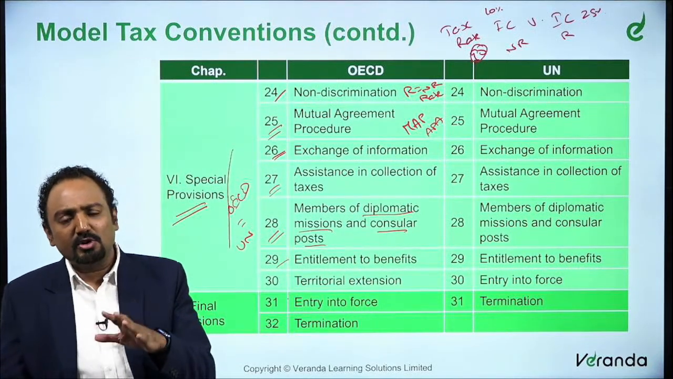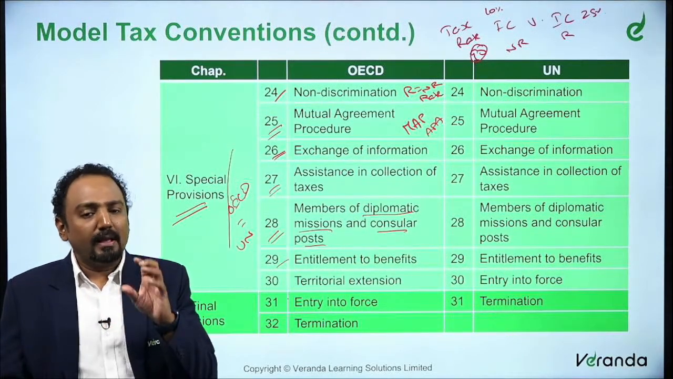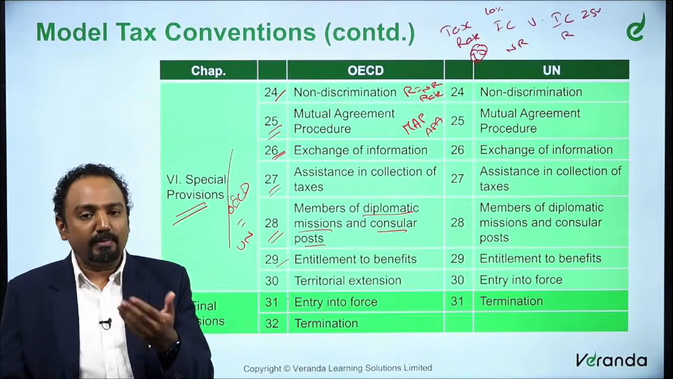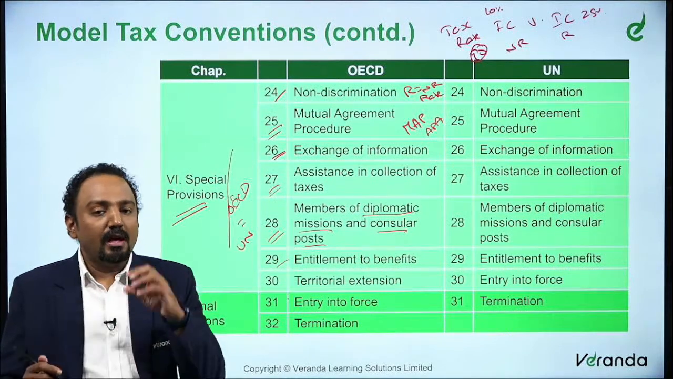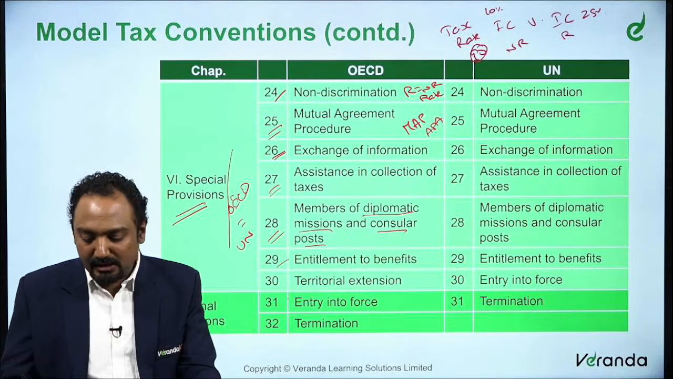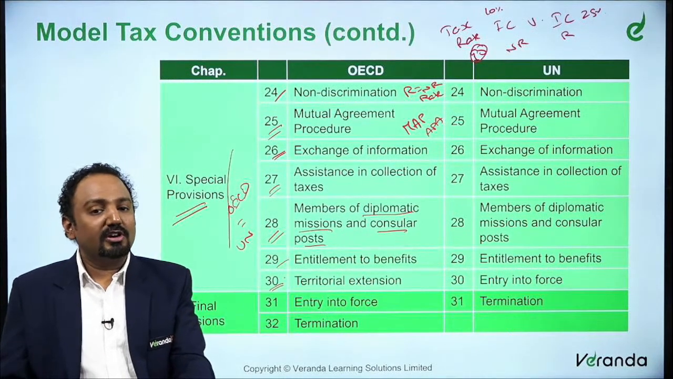It is something similar to what we discussed, something like protocol, but not exactly the protocol. But protocol also provides certain clarity, and we also said some benefits might be provided through protocol. This is not exactly a protocol, but something like that, some form of benefits will be transferred through this Article 29. And then you have 30, which is about territorial extension.